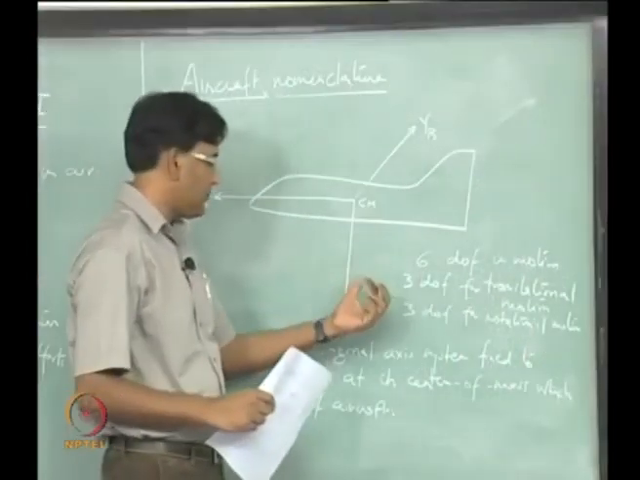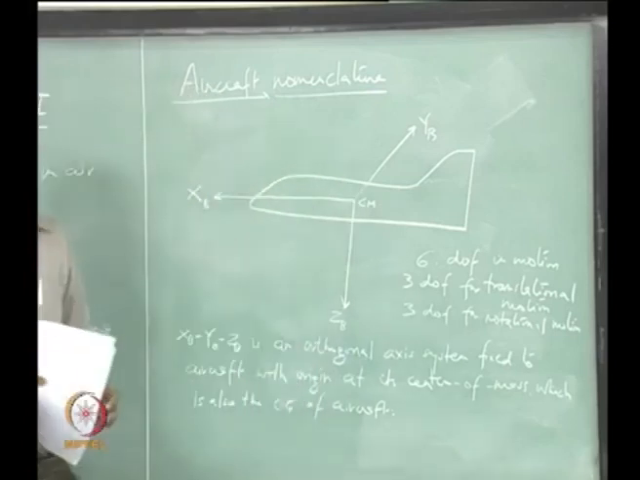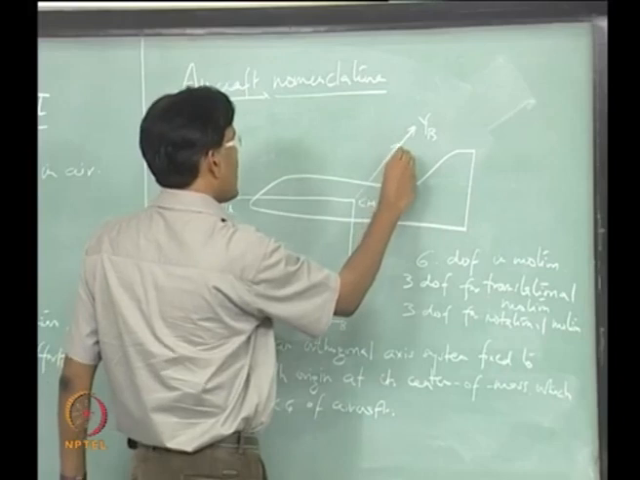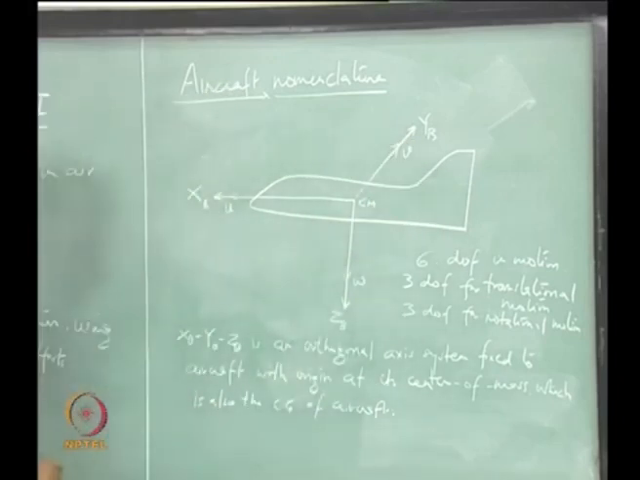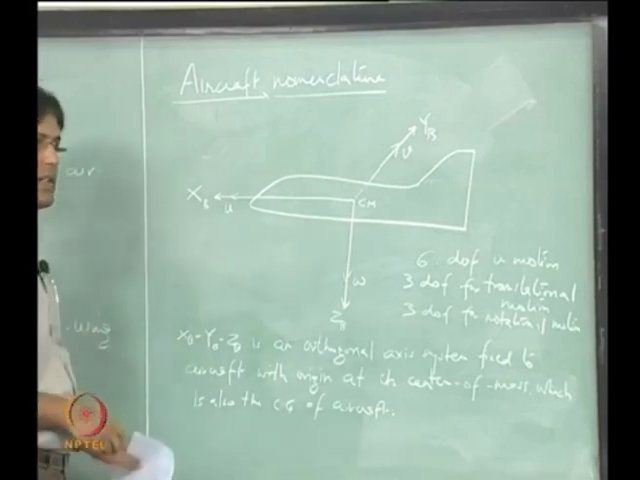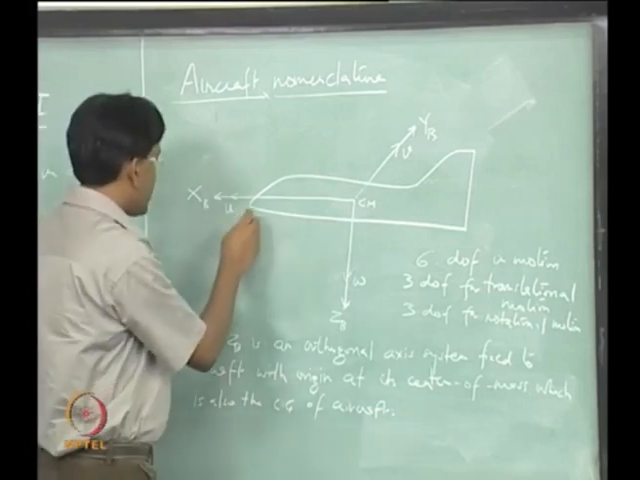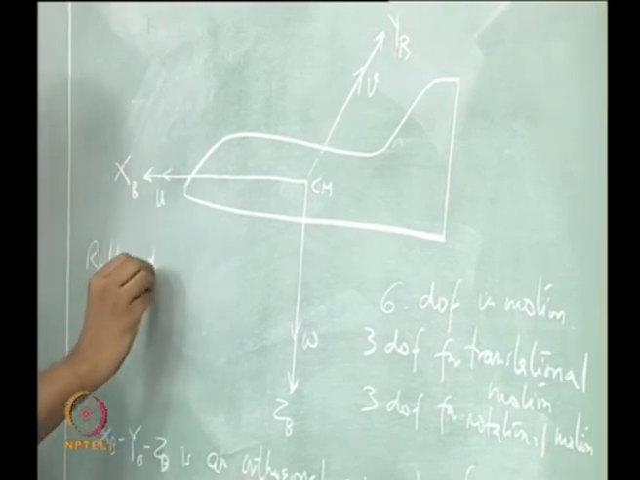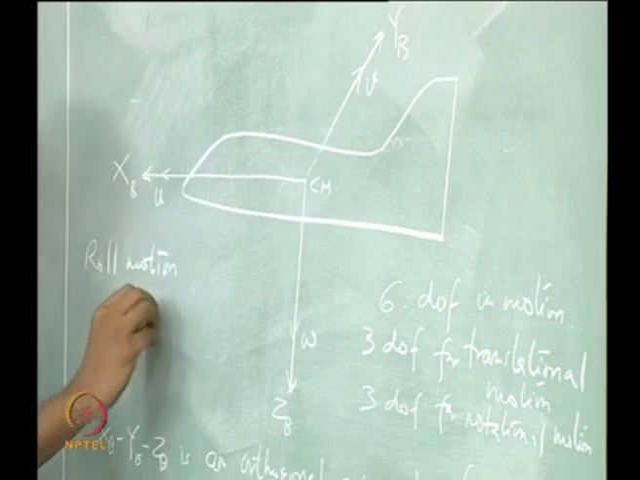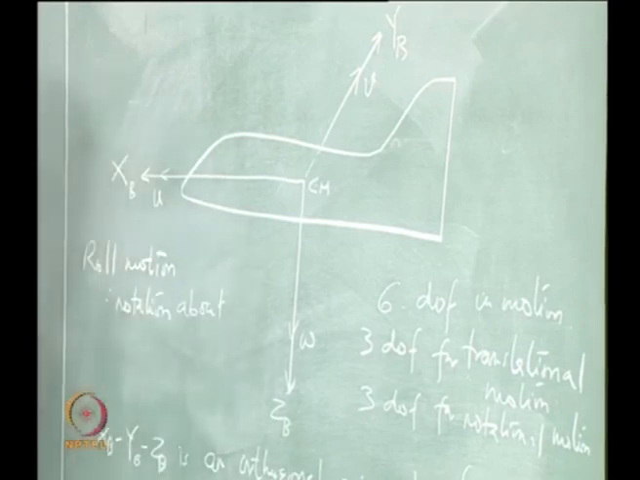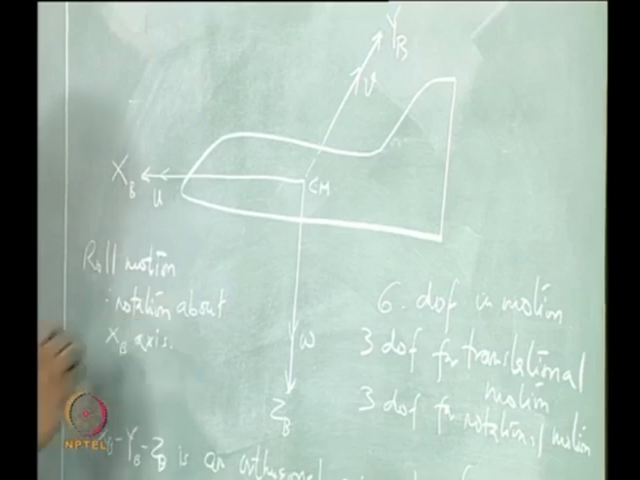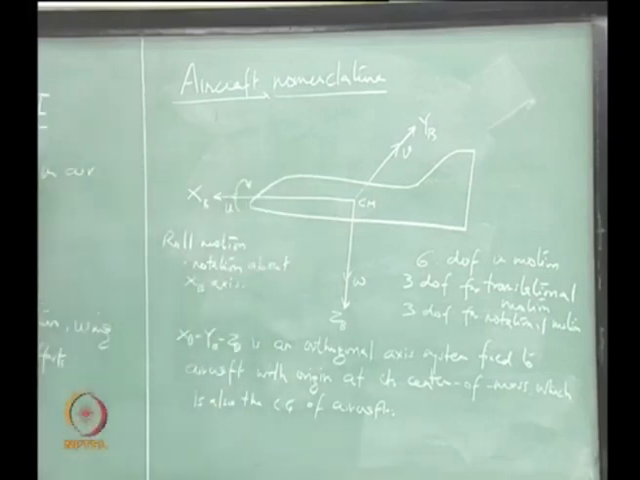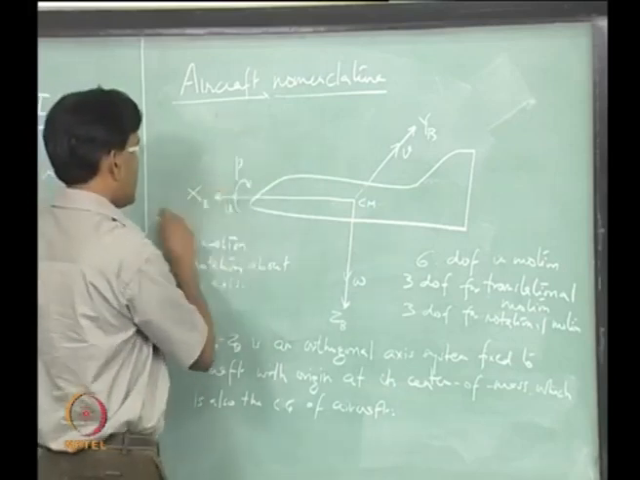Now translational motions can be along the 3 axes of the aircraft. So aircraft has velocities along its axis, which are u, v, and w. It can also have rotations about the axis. Rotation about the x axis is called the roll motion. Positive roll motion would be like this, and the rate associated with this motion is called the roll rate.